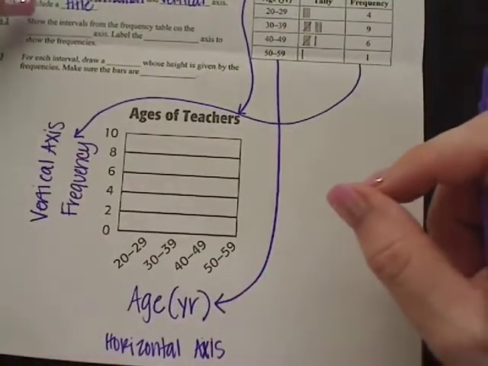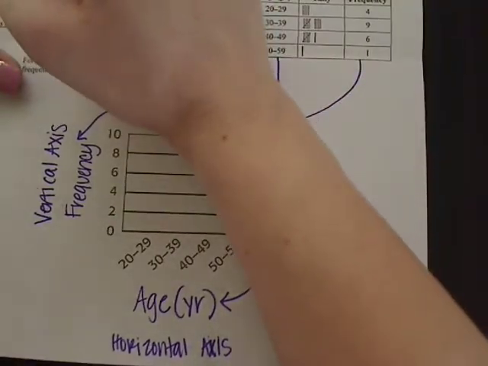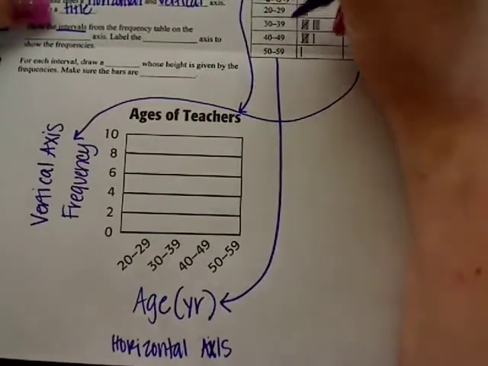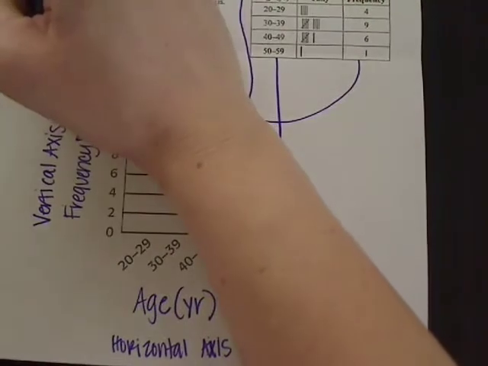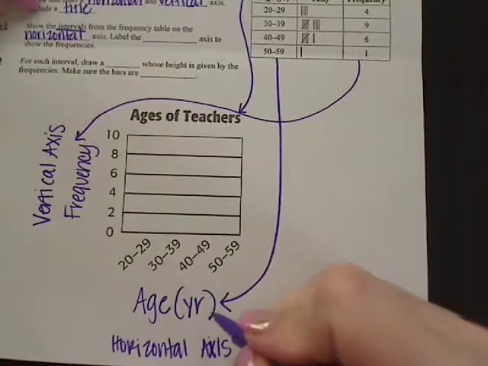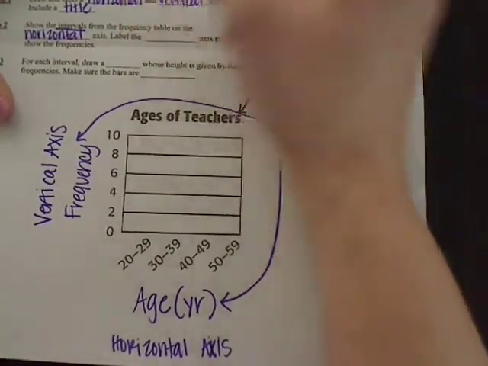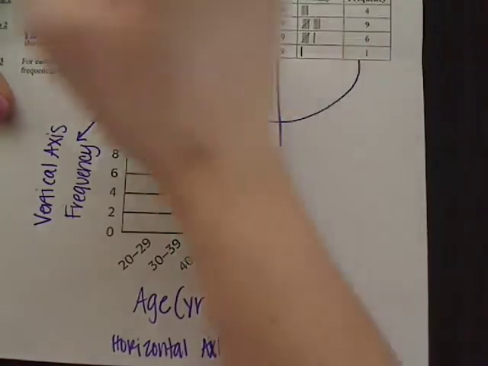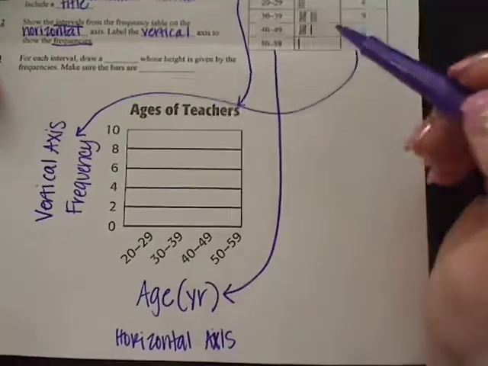Step two is to show the intervals from the frequency table. So again, intervals, these are the intervals, that's a range of numbers on the horizontal axis. So we want to make sure that we put the intervals on the horizontal, and we're going to label the vertical axis with the frequencies, which is what we did here. So we're just reinforcing what we did.